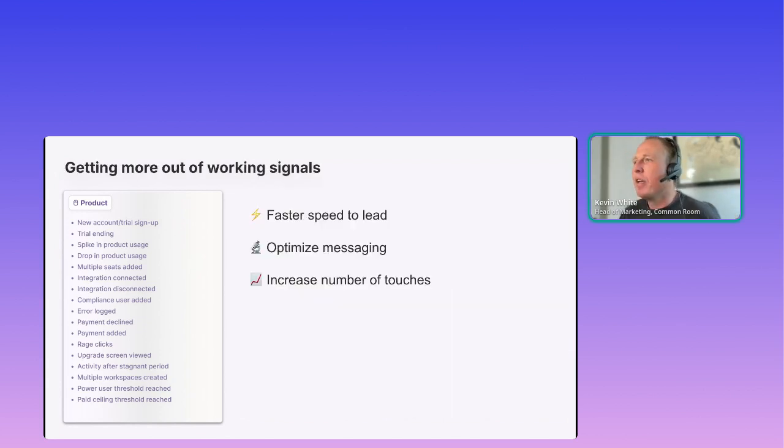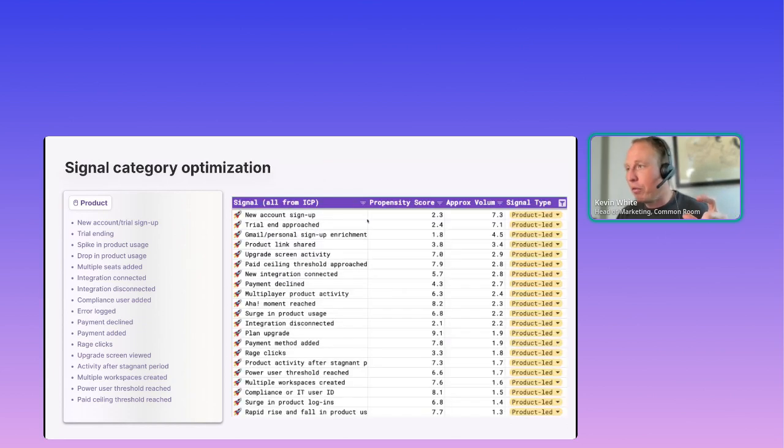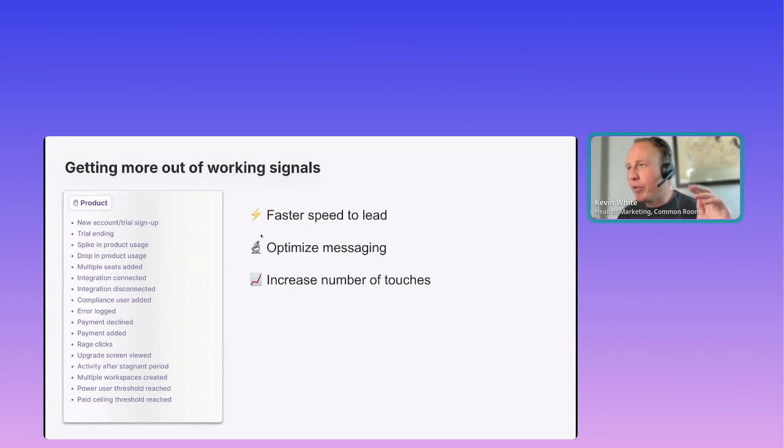Hopefully that makes sense. In order to improve the results from running these product based signal plays, and I'm using product as a hypothetical here, there's a few things you can typically do. One is get a faster speed to lead time. When the signal happens, can your team follow it faster? Another is to optimize the messaging. When the signal happens, can you make it more relevant and hit on more pain points in your outbound messaging? And the last one is to increase the number of touches.